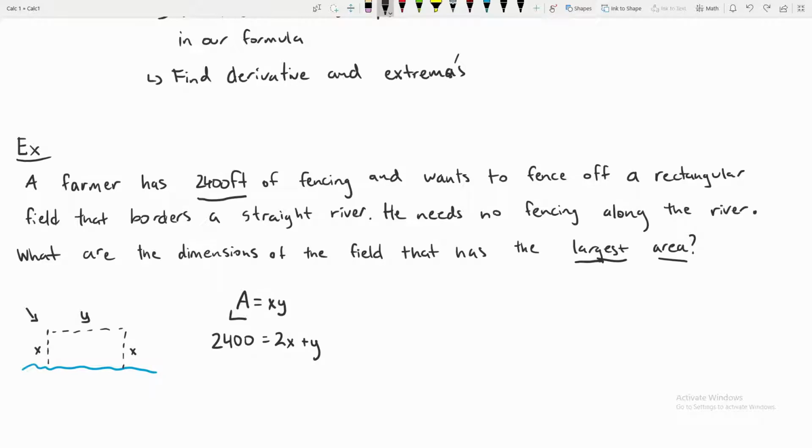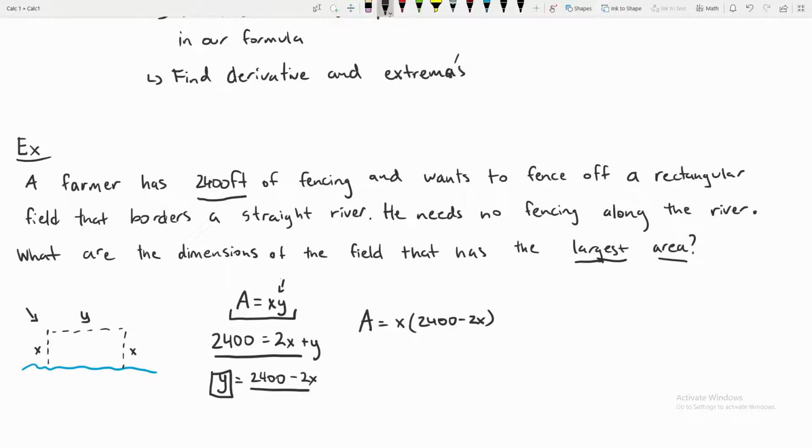So we know that this is the formula we're going to be needing to maximize. So the chances are that we're going to need to use this formula and eliminate a variable from this formula. So I'm going to go ahead and do that right now. I'm going to rearrange this formula and say that y is equal to 2,400 minus 2x. And now we can plug the content of the y into this formula and basically eliminate that y variable. So I'm going to go ahead and do that right now.